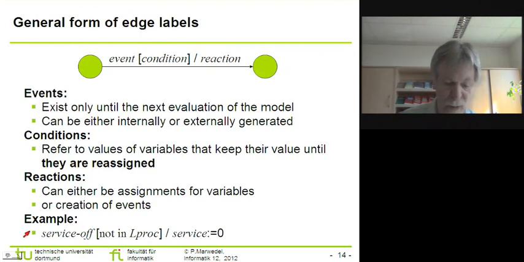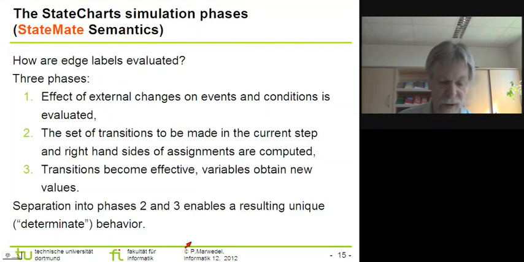So as an example, we have this last line on the slide here. Service off would be an event. Not in, and now comes the name of a certain state, refers to a condition which we are testing, and then the reaction part in this case includes only the assignment to one particular variable. Now, this is the general form of the labels that we have next to the edges.